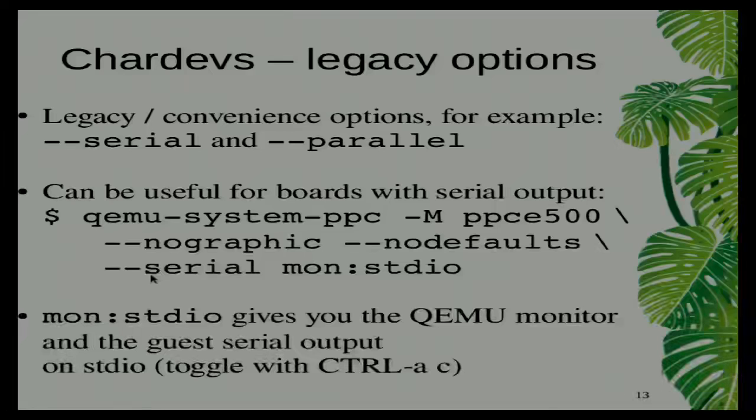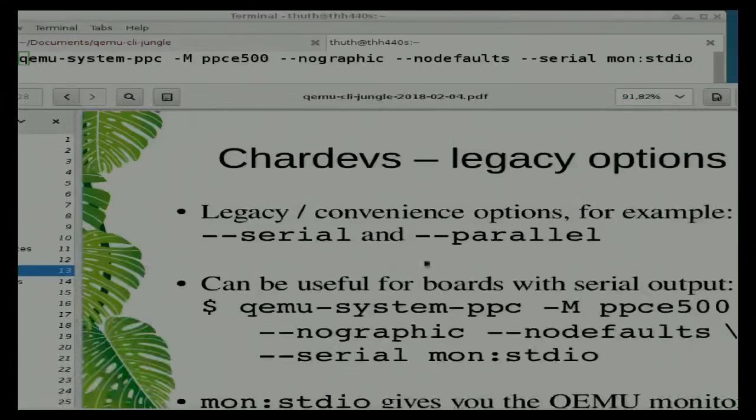You can use -serial mon:stdio, and this is a special mode that multiplexes the so-called QEMU HMP monitor with the serial output. And you can then toggle between the serial output and the monitor with the keyboard shortcut Control A, C. I'll try to show it.